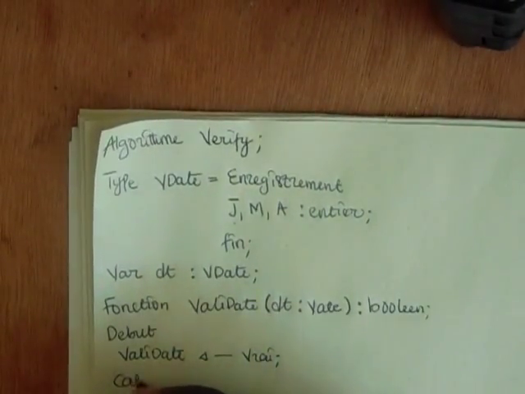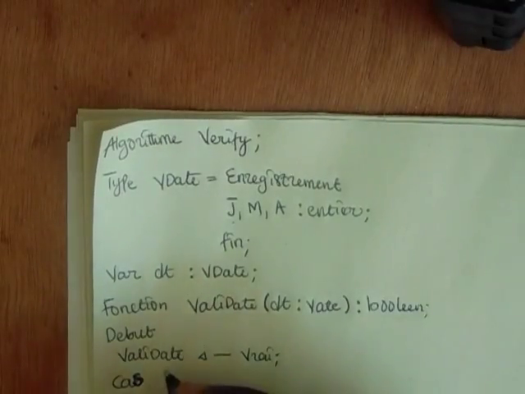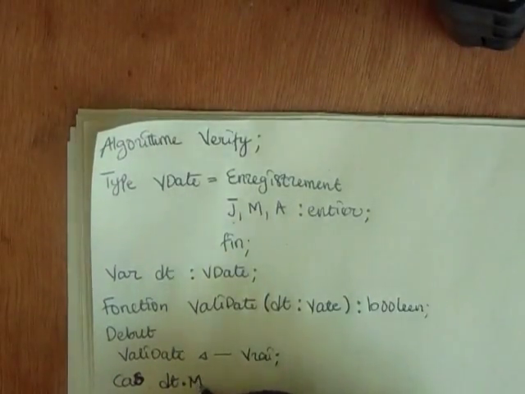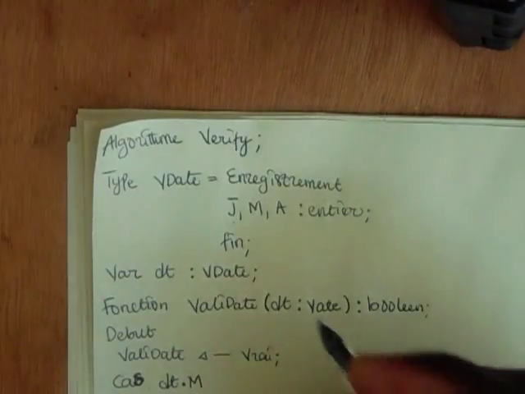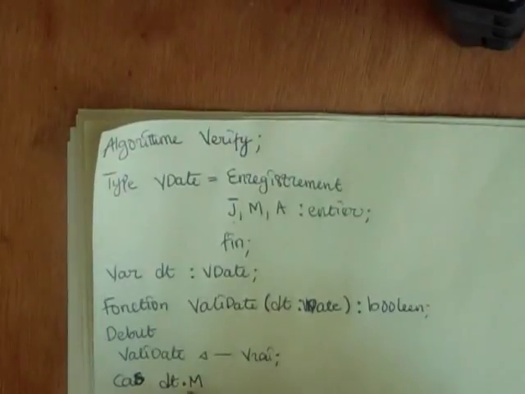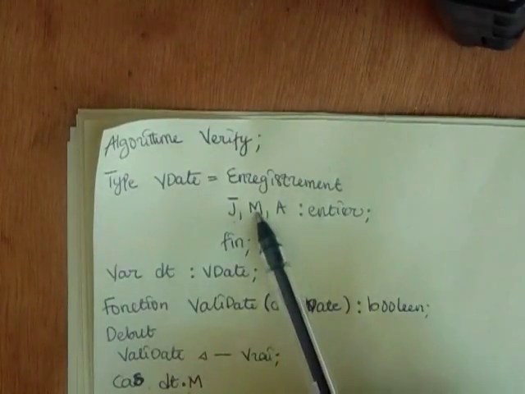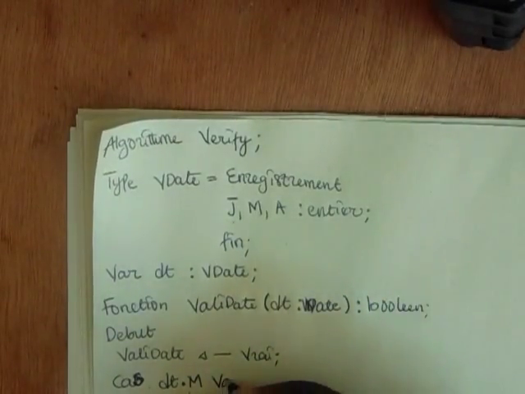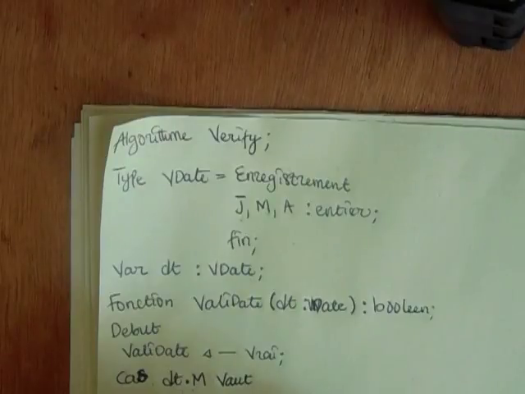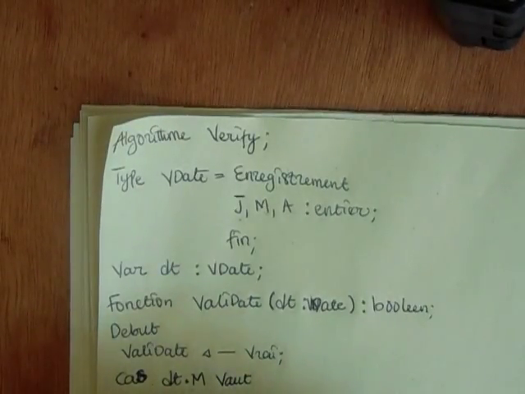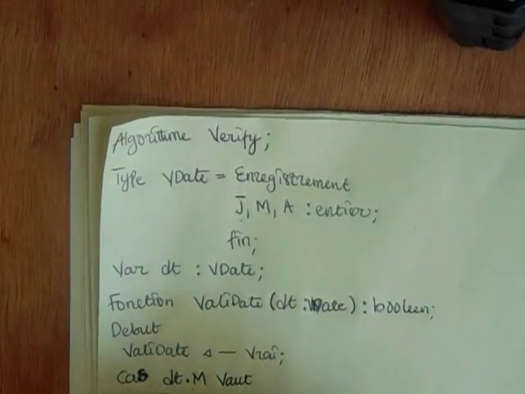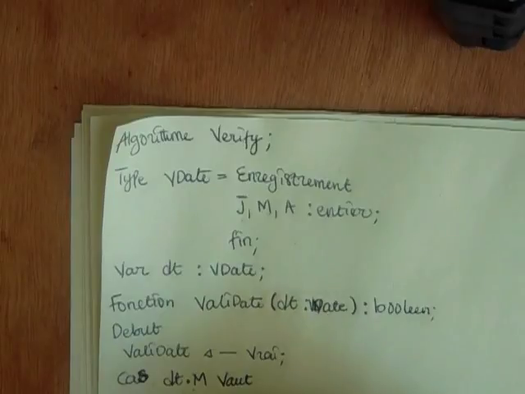So we say case with an S, dt point m. So remember I said dt will be used here so that we can get the field items from here and treat it here. So dt point m, which is the month, so we'll be handling the month here. Case dt point m. So now we check for the months that are 31 days in number. So we have the first month, the third, the fifth, the seventh, the 8th, the 10th, and the 12th.